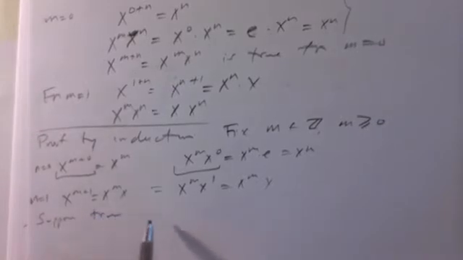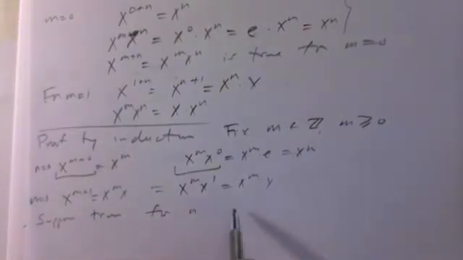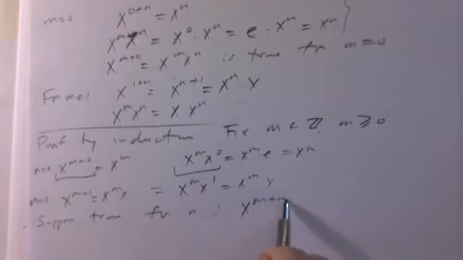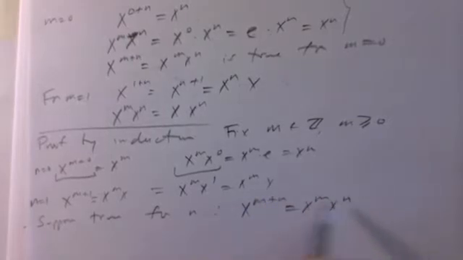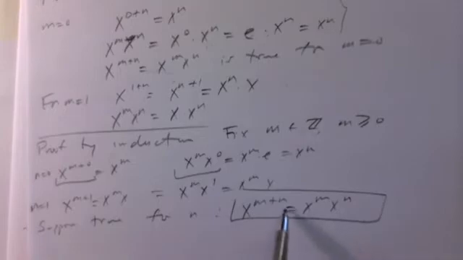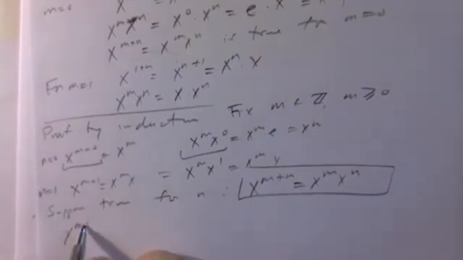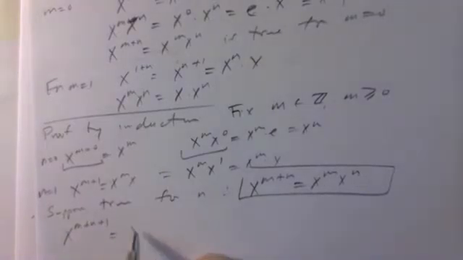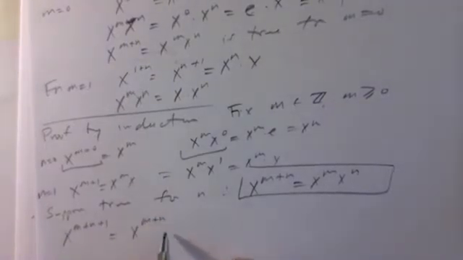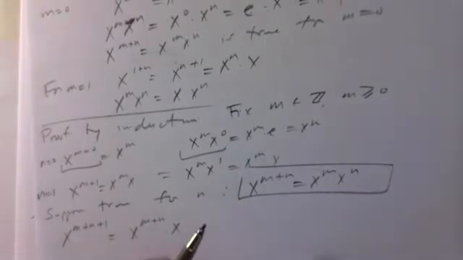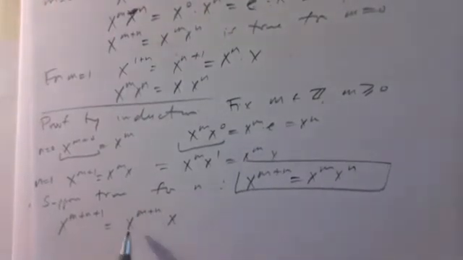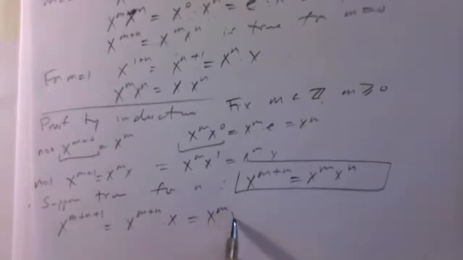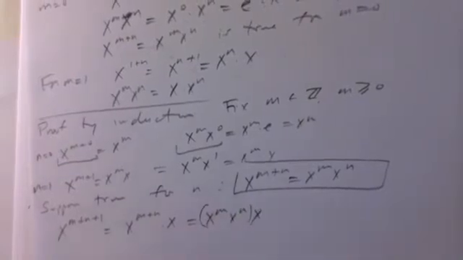So suppose this statement is true for some number n, that is x to the m plus n equals x to the m times x to the n. So m is fixed. Suppose this is true for some n. What happens if you consider this when we replace n by n plus 1? X to the m plus n plus 1, this is x to the m plus n times x. That's how we define powers. This is equal to x to the m times x to the n times x.